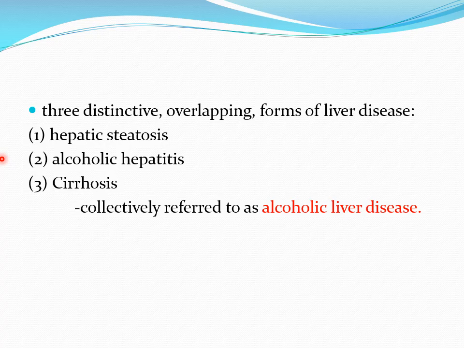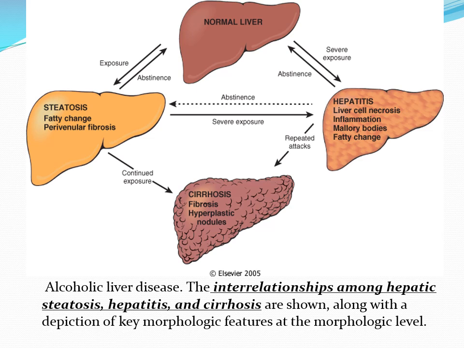There are three distinctive morphological changes that occur due to alcohol: hepatic steatosis, alcoholic hepatitis and cirrhosis, and these three are collectively known as alcoholic liver disease. Fatty liver, that is steatosis, alcoholic hepatitis and cirrhosis are alcoholic liver disease.